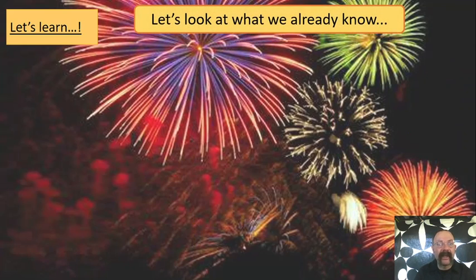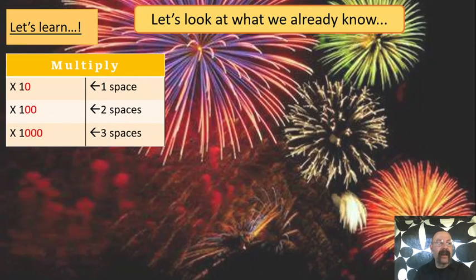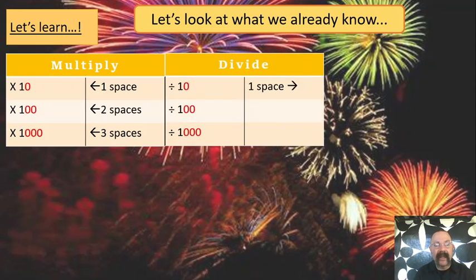So let's have a look at what we already know from multiplying by 10, 100 and 1,000. So if we're multiplying, we move one space to the left for 10. If we're multiplying by 100, it's 2 spaces. And if we're multiplying by 1,000, it's 3 spaces. And I know in class we did discuss the little pattern there with the zeros. That's there to help us. So I wonder if we can use the same pattern for division. So let's have a quick look. If we divide by 10, we move one space to the right.